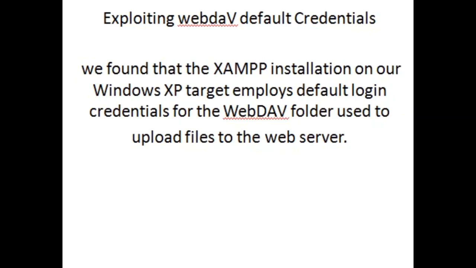Let's create a simple test file to upload. Now use Cadaver with the credentials wampp and xampp to authenticate with WebDAV. Finally, use WebDAV's put command to upload our test.txt file to the web server. If you browse to webdav/test.txt, you should see that we have successfully uploaded our text file to the website.